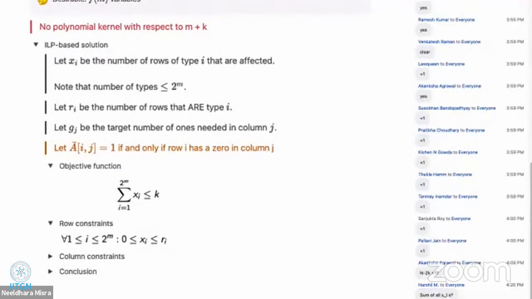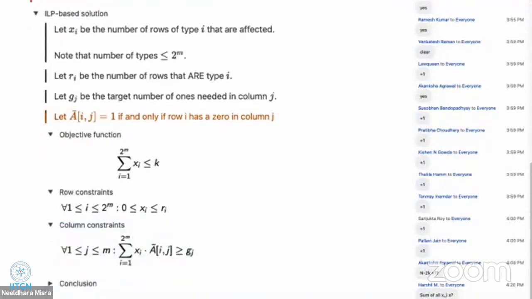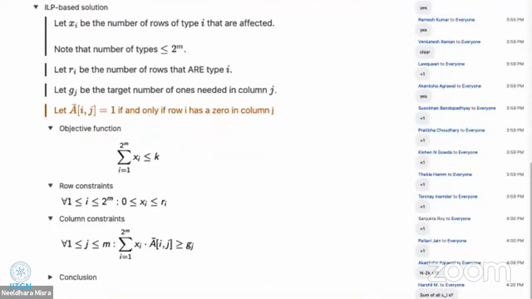So of course, if it's not a good type for us, then this x_i does not add any value, so it gets knocked out. But if it's a good type for us, then this x_i actually gets added to our solution. So this sum here counts the number of extra ones that we have created in column j, and we want this number to be at least G_j, where G_j is the target number of ones that were needed in column j to begin with.